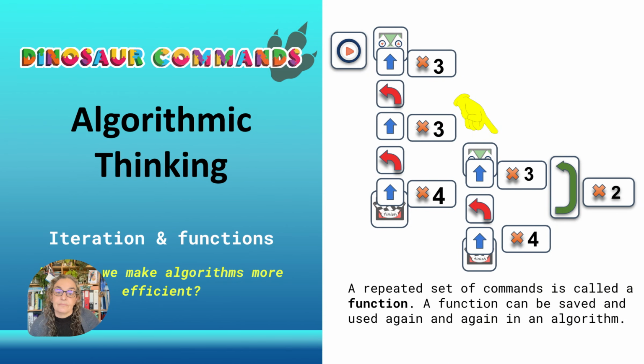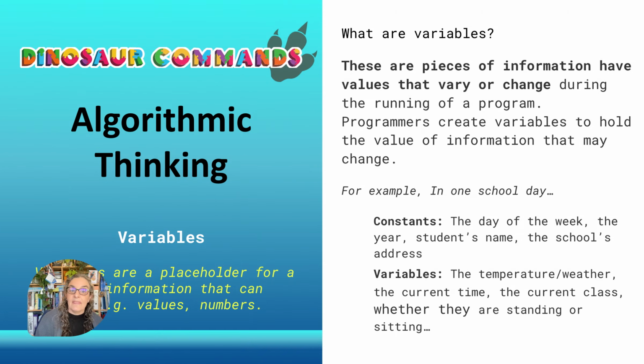Variables essentially are pieces of information that have values that vary or change during the running of the program. To give you an example of this, if you consider the school day, things that are the same during the school day are probably the name of the day, the year, the students' names in the class, the school's address. Those things don't change. But what can change are other aspects.